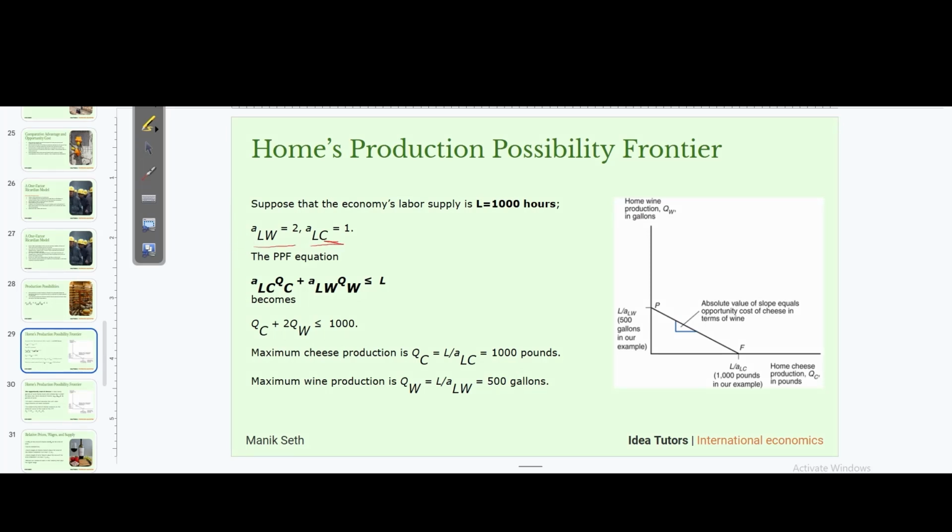And similarly for cheese, ALC is 1. Okay, so for the PPF equation, we'll just put these values into the equation. We have QC plus 2QW, which should be less than or equal to 1,000. With this, I can get the maximum cheese production. Here in this case, it's 1,000 pounds. I'm just rearranging the equation to get this.